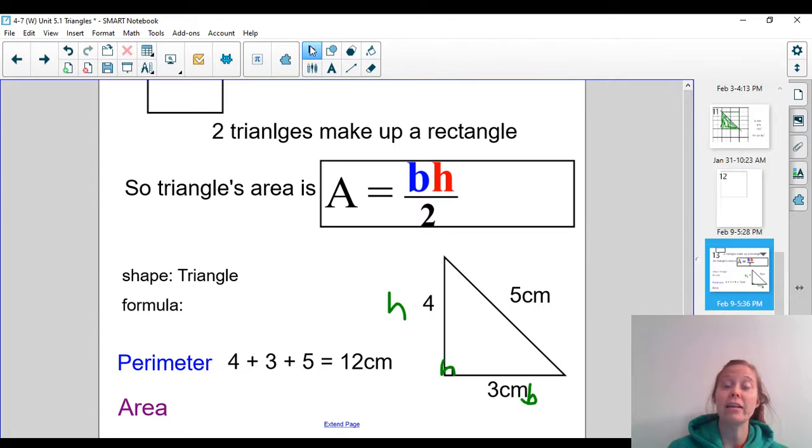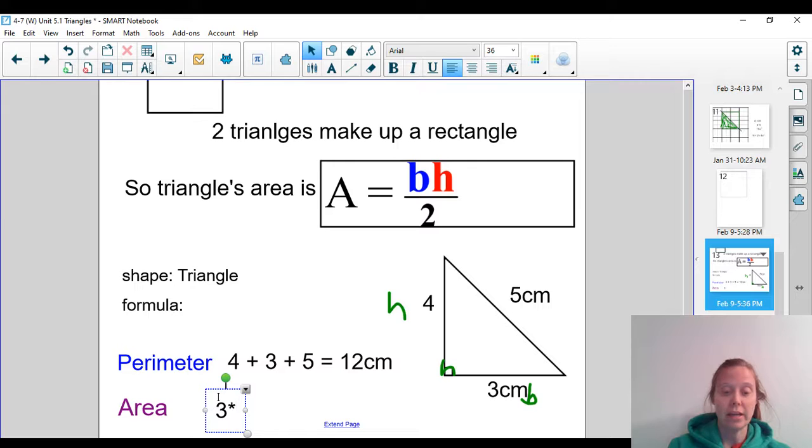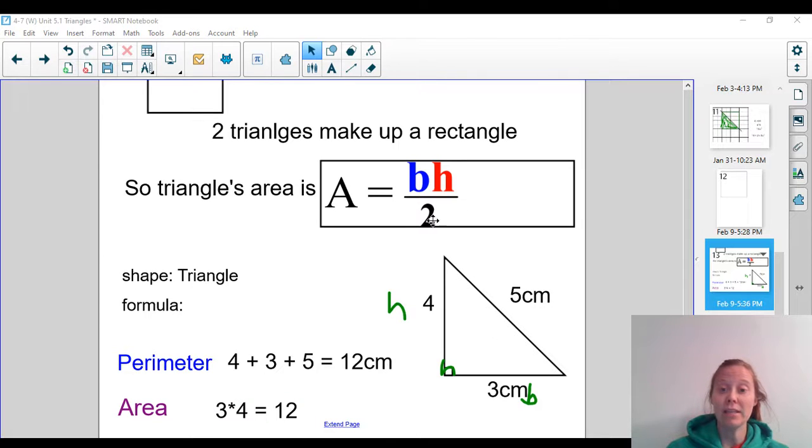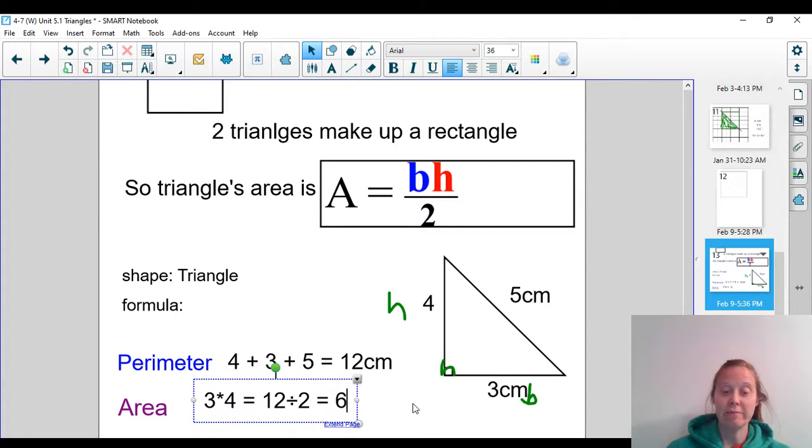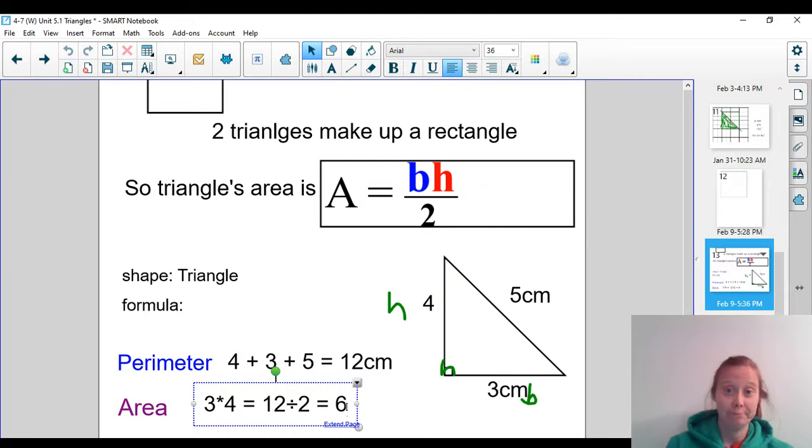So when we find the area of this triangle, we are going to go 3 times 4, which equals 12, but we're not done, because remember our second step is to divide it by 2. So now I'm going to go 12 divided by 2, and that's going to give me 6. That's not my final answer, right? I need to add my units squared. So centimeters squared.